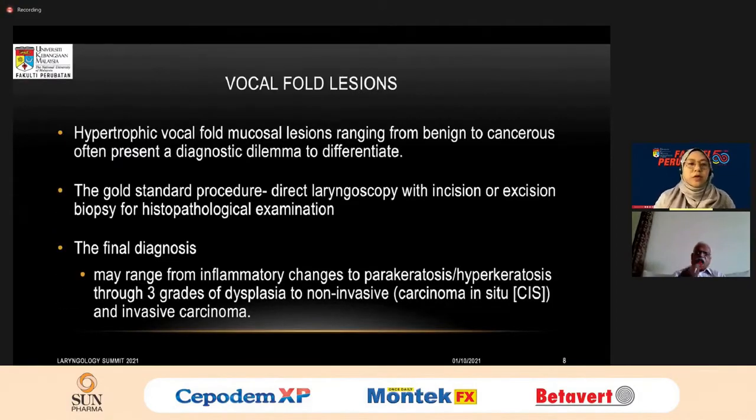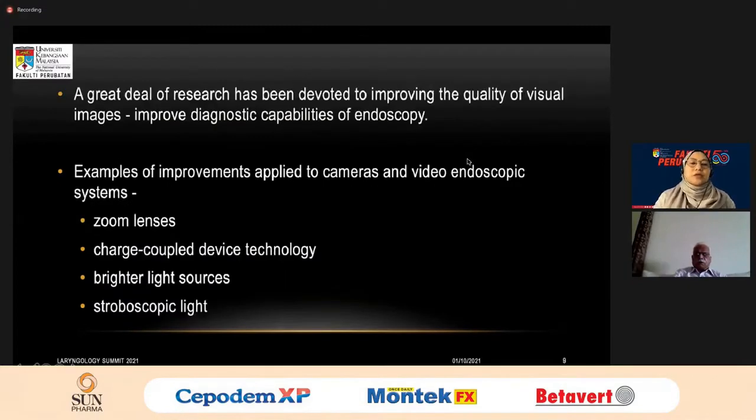Patients who come with voice disorders commonly have vocal fold lesions, and the diagnosis may range from a benign to a cancerous lesion, and often presents a diagnostic dilemma to differentiate. The gold standard is to perform direct laryngoscopy, with either incisional or excisional biopsy for histopathological examination. So a great deal of research has been devoted to improving the quality of visual images, hence improving the diagnostic capabilities of endoscopy.